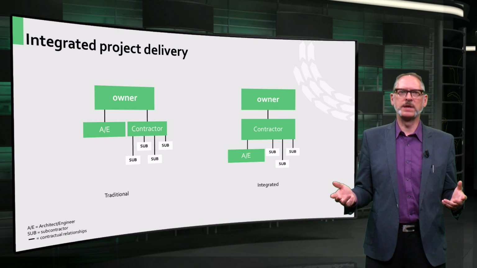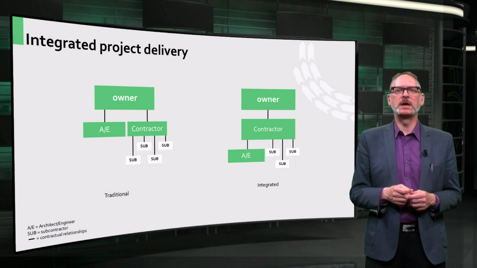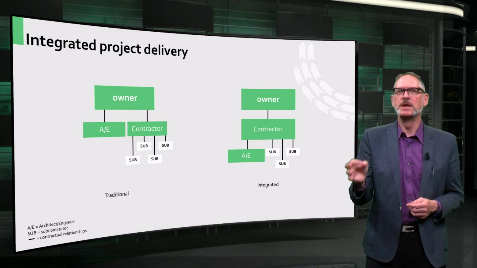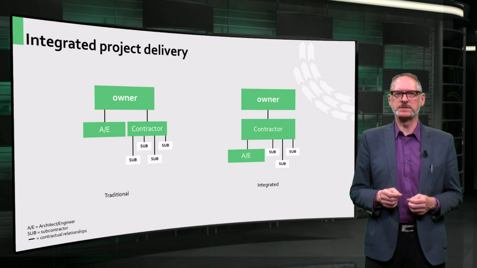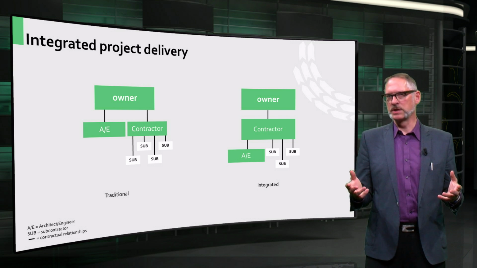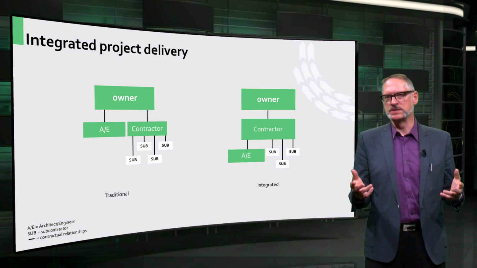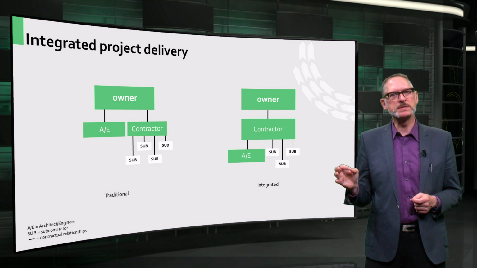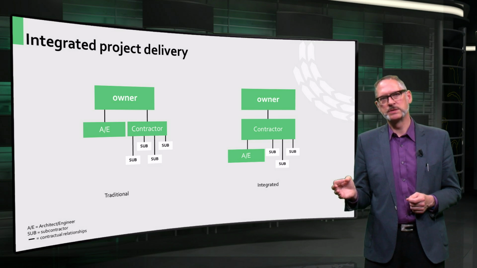Most projects are organized traditionally, meaning that the client contracts design services, that is the architect and engineers, separately from the construction services. This allows the tendering of the contractor on the basis of the design as worked out by the architect and engineers, but divides the responsibility for the design from construction.